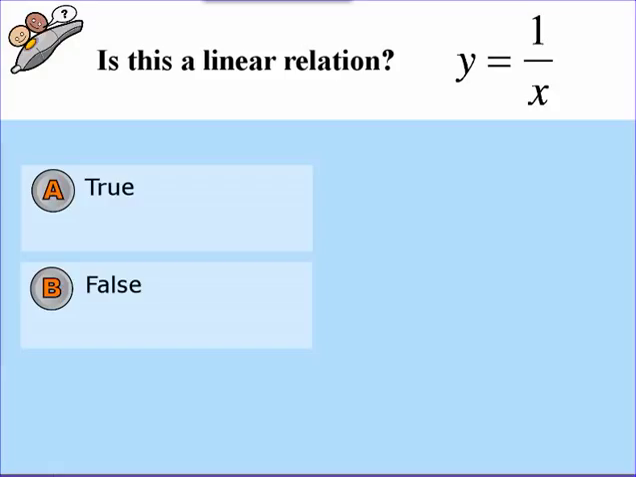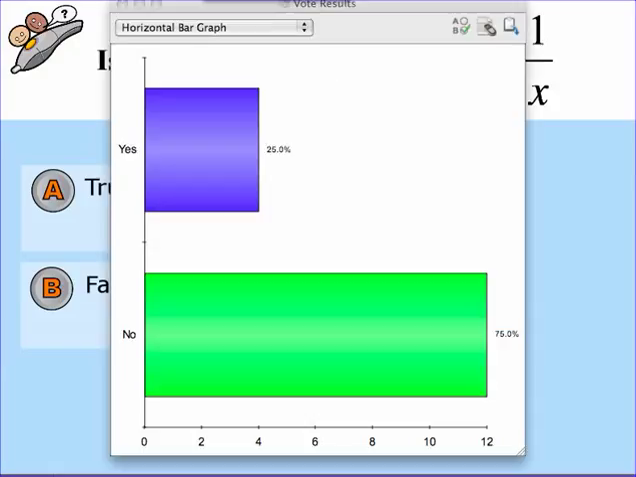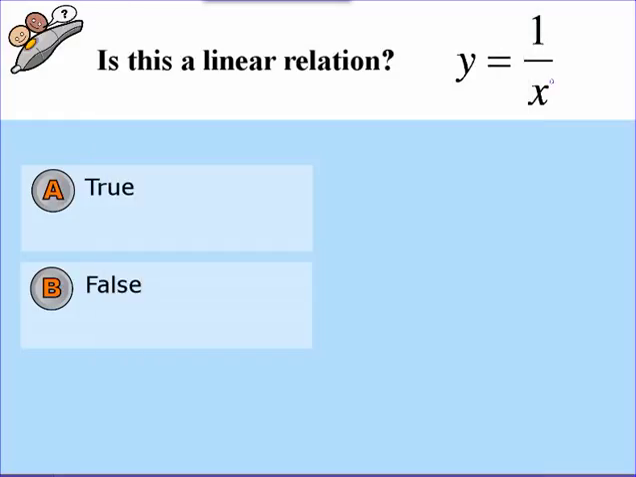Linear relation. The answer is no, because you cannot have 1 divided by x. This is why you can't have a linear relation. x can't be in the denominator. Okay? So let's go ahead and move on.